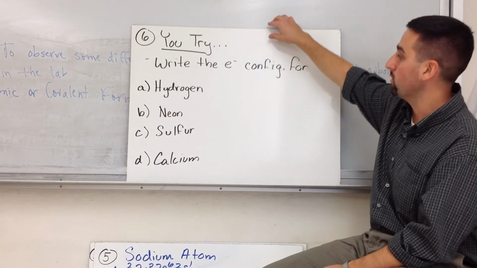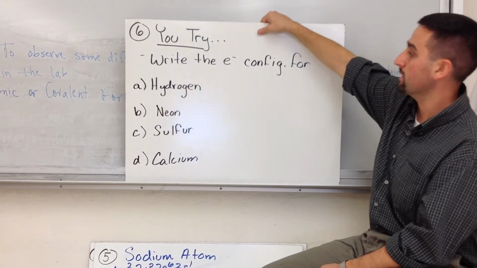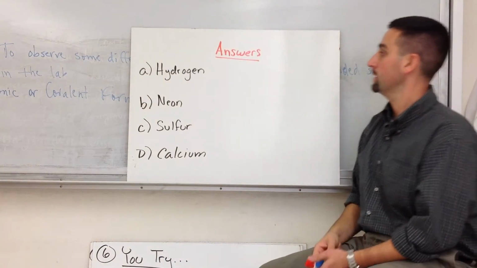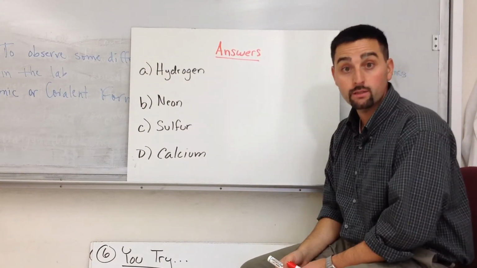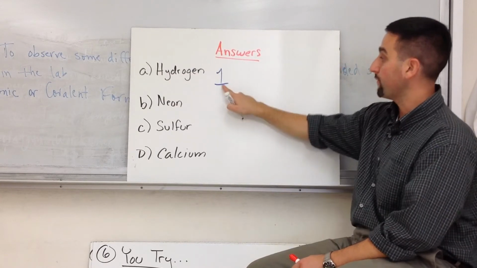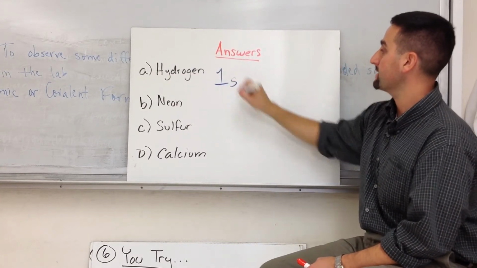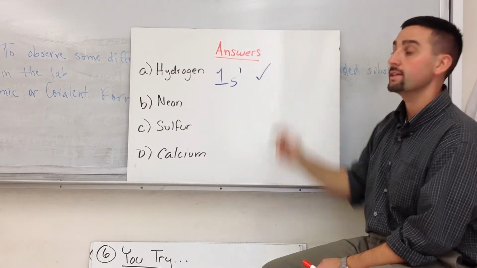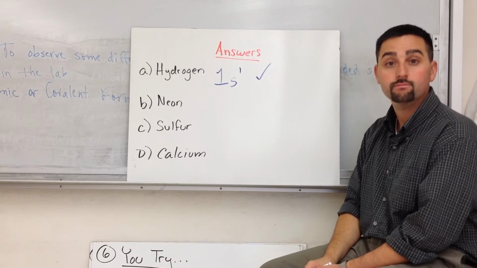Okay, welcome back. So let's take a look at what we have here. Hydrogen, it's the smallest element. Its first shell gets filled in. The first shell has an s subshell with only 1 electron. That's the configuration for hydrogen.